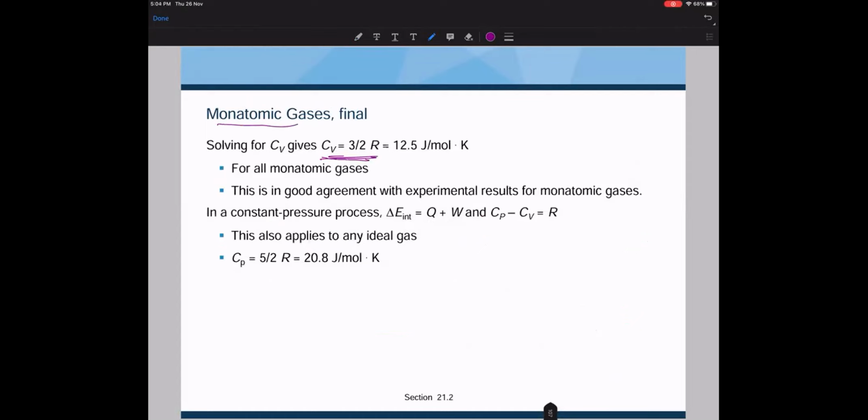And the difference between the CP and the CV, as we just explained, is equal to R. So we could get the CP quite easily as well. CP is just R plus CV. So it is 3/2 R plus R, that is 5R divided by 2. For the constant pressure process, the molar specific heat is 5R divided by 2.